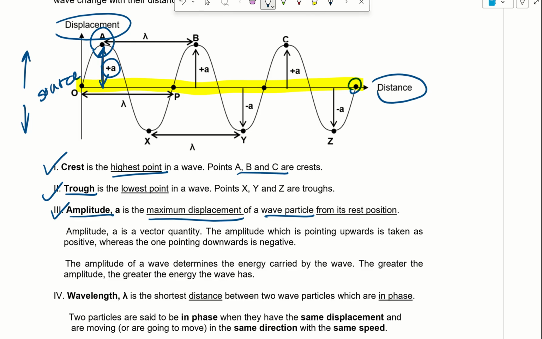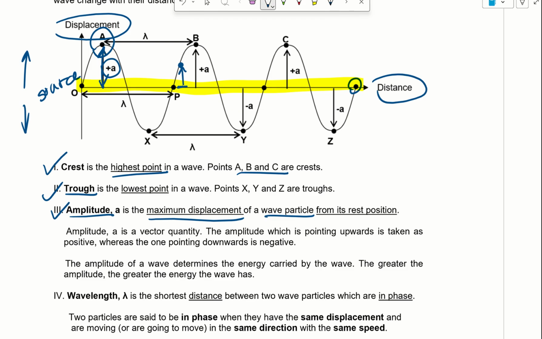So, for example, if I have another particle here, okay, this is the rest position. It was only displaced this amount. So, that is not the maximum displacement. It is truly displaced, but it is not the maximum displacement. So, therefore, it is not the amplitude. So, in order to make the wave bigger, to have a larger amplitude, I need to use more energy to shift the rope up and down, isn't it?